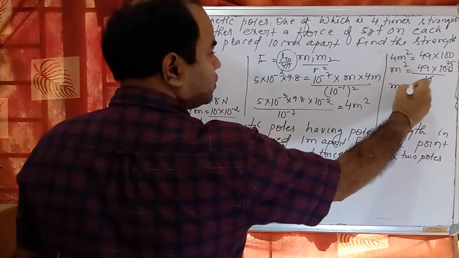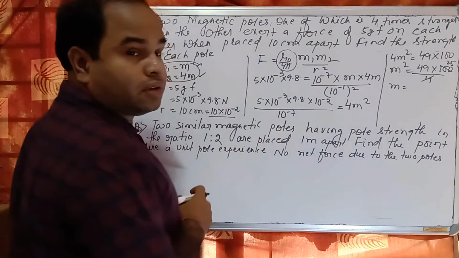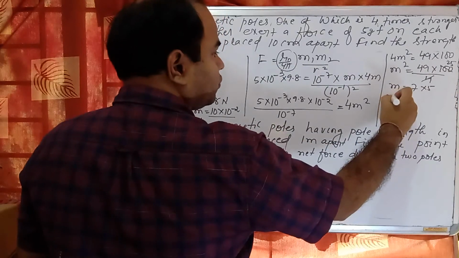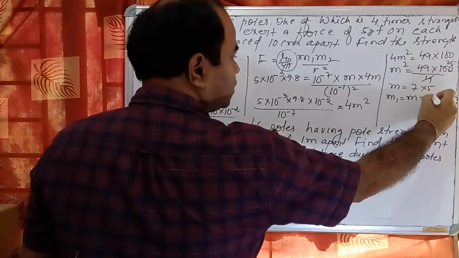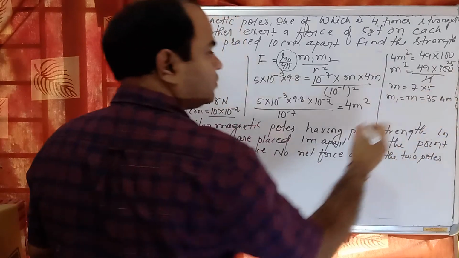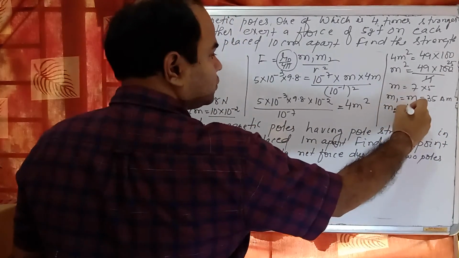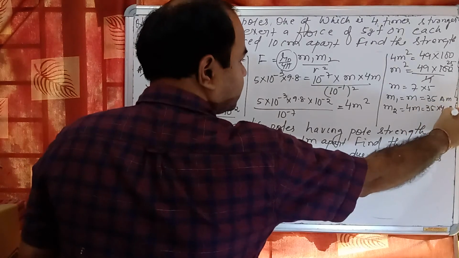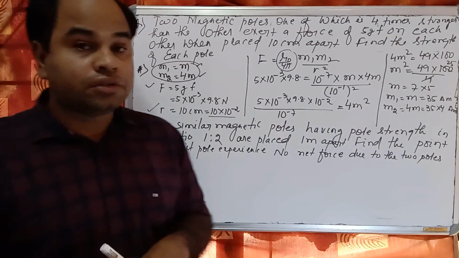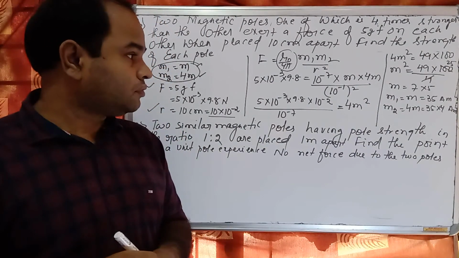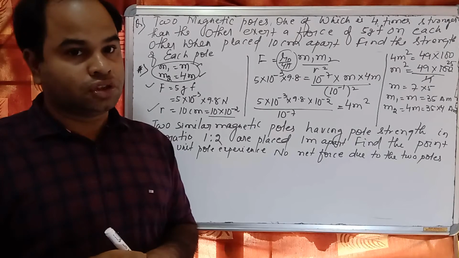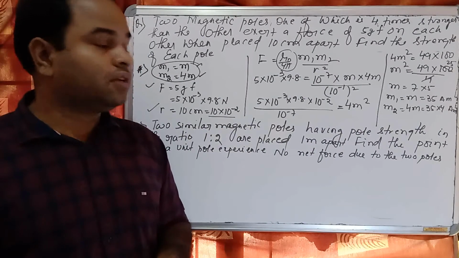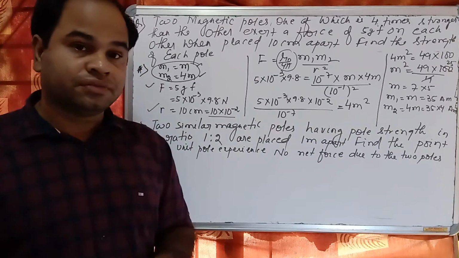So what will m be? Taking the root, 49 is 7 into 5, so m1 is equal to m is equal to 35 ampere meter, and m2 is equal to 4m is equal to 35 into 4 ampere meter. So m1 is 35 and m2 is 140. So the two poles are 35 ampere meter and 140 ampere meter.